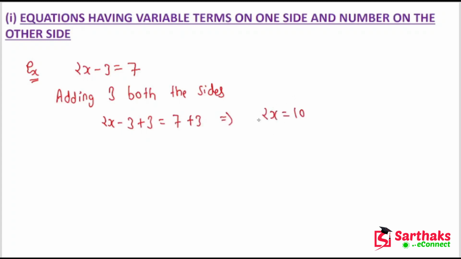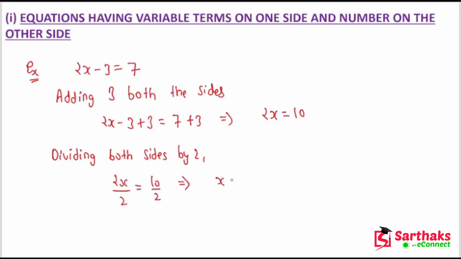Right, now we have to remove this 2, so we have to divide both sides by 2. Can we do that? Yes, because we just read that dividing both sides of the equation by the same number will not change the equality. So dividing both sides by 2, you will get 2x upon 2 is equal to 10 upon 2, which essentially means x is equal to 5. So this is the solution.